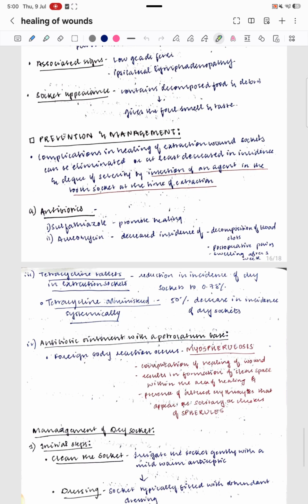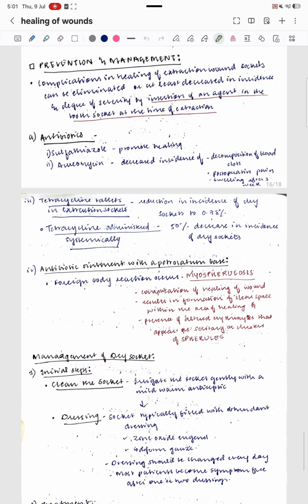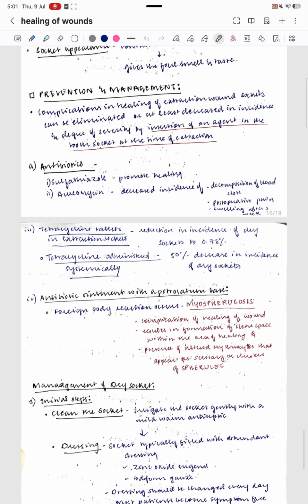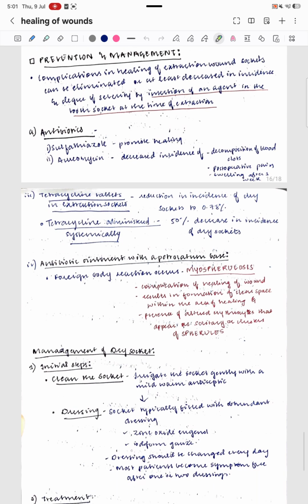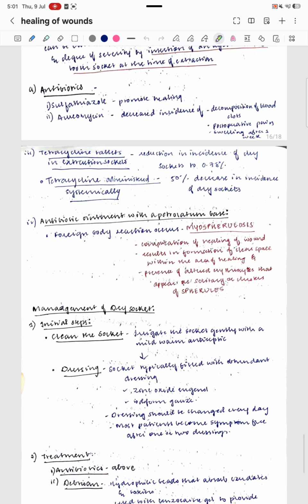Coming to the prevention, how do you prevent it? Complications in healing of extraction wound sockets can be reduced in incidence and degree of severity by insertion of an agent into the tooth socket at the time of extraction. Once extraction is done, you insert an agent in the tooth socket. First is antibiotics. You give antibiotics to promote healing, such as sulfathiazole, then tetracycline tablets to reduce the incidence of dry sockets.